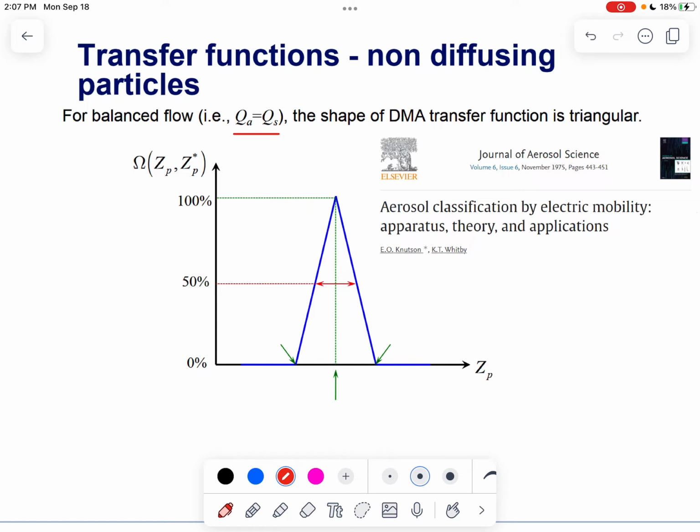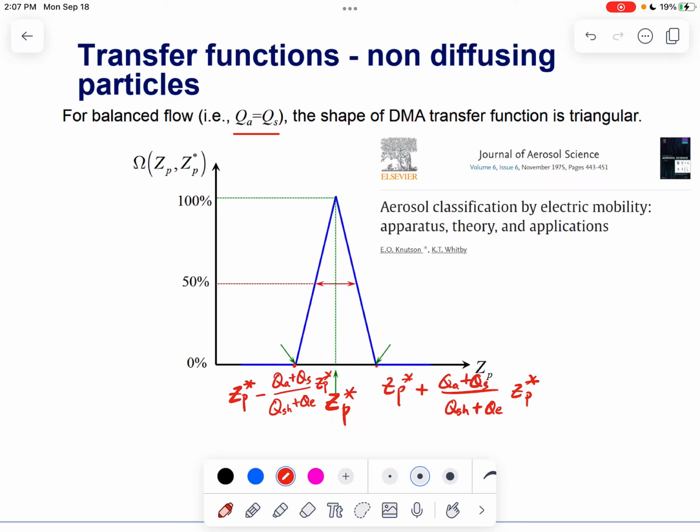And also it turns out that if we just write these values here, it turns out that here it has a value of ZP star minus (QA plus Q sheath, QS) divided by (Q sheath plus QE) ZP star. And here it has a value of ZP star plus (QA plus QS) divided by (Q sheath plus QE) ZP star. Okay.